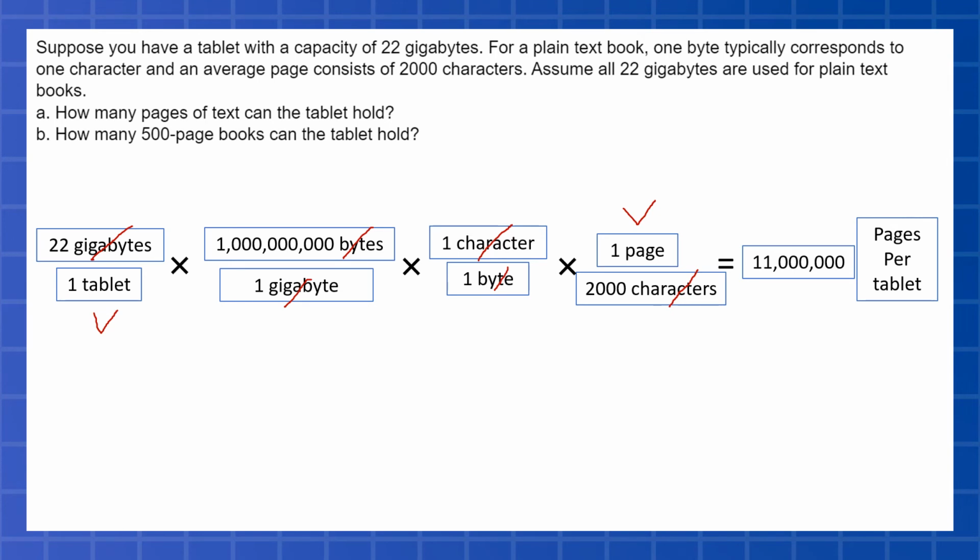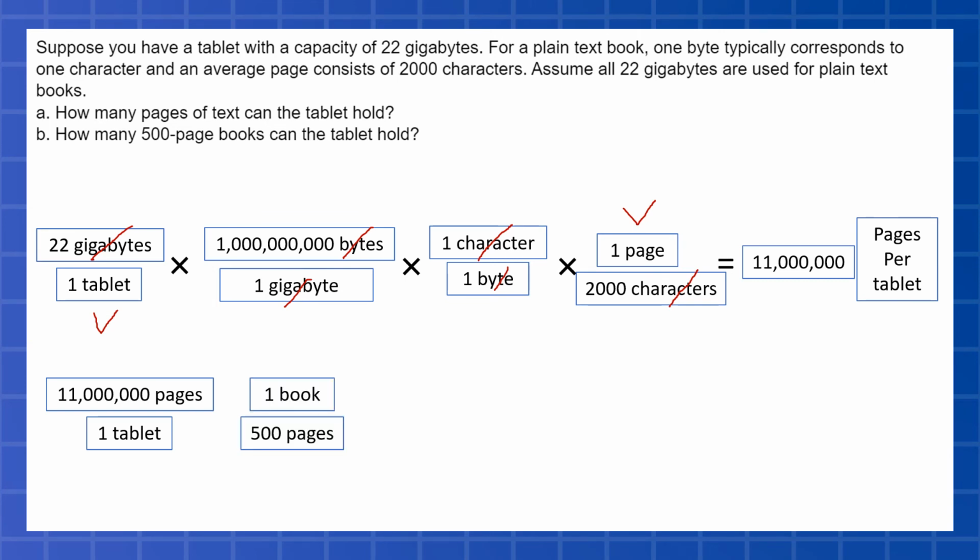Part B, how many 500-page books can a tablet hold? So I'm going to start with that 11 million pages on the tablet, and I know that each book, 1 book, is 500 pages. And I notice now that I have pages on the top, pages on the bottom, meaning I'm left with book and tablet. So I just need to multiply those together, and it'll tell me how many books per tablet. Multiply the numbers on the top and divide by the number on the bottom. And so I get 22,500-page books on this tablet.